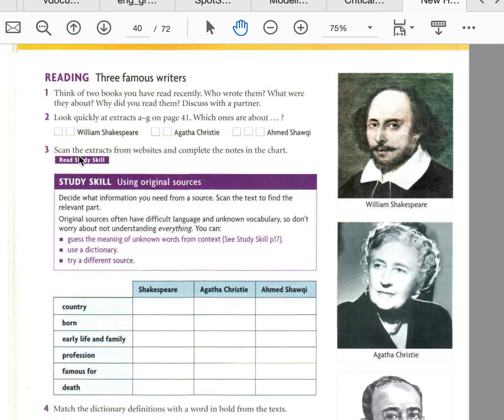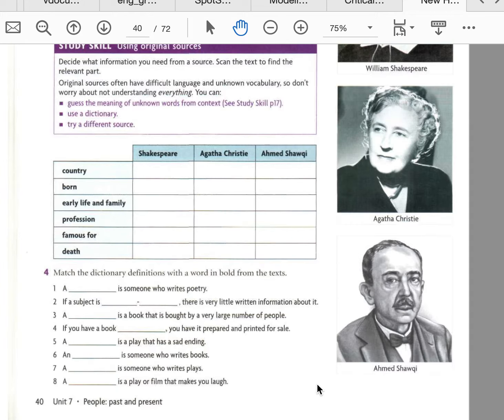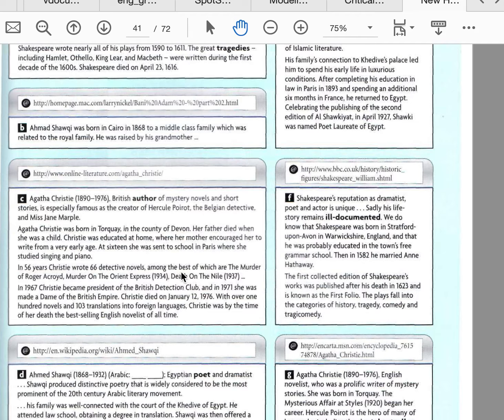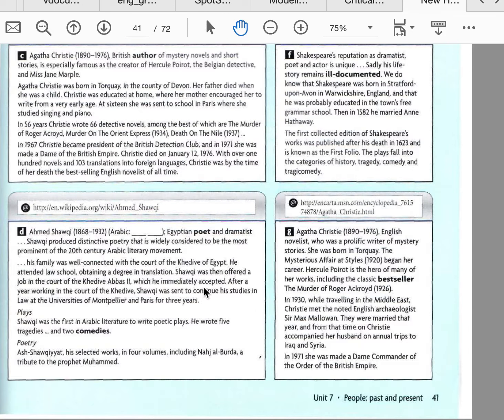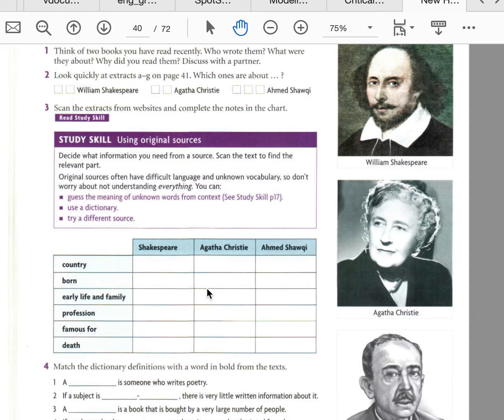Now we need to do number 3: scan the extract from the website and complete the notes in the chart. We need to complete this chart from the extracts on page 41. So we need to go through these extracts and read them carefully so we can answer the questions about each of these famous writers. Of course, after I upload the videos, you can slow them down and write the answers in your notebook.